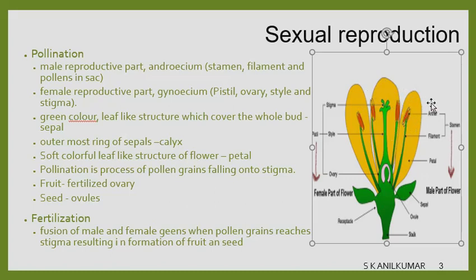So stamen means anther plus filament, pistil means stigma plus style, then you have the ovary, and then this colorful portion of the flower is called the petals. The green portion of the flower, which is like leaves, is called the sepal. So sepals and petals. Petals are usually colorful, softer and have fragrance. Sepals are like the leaves.